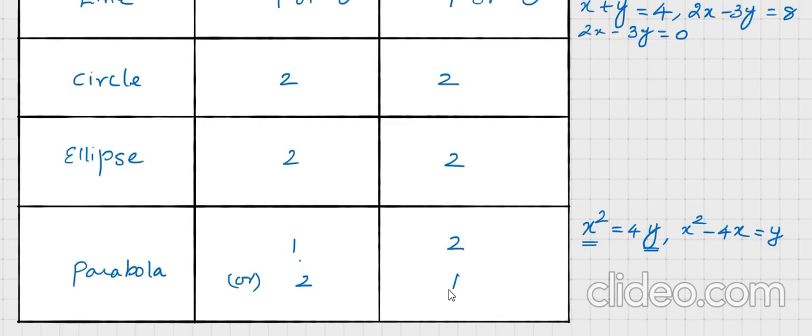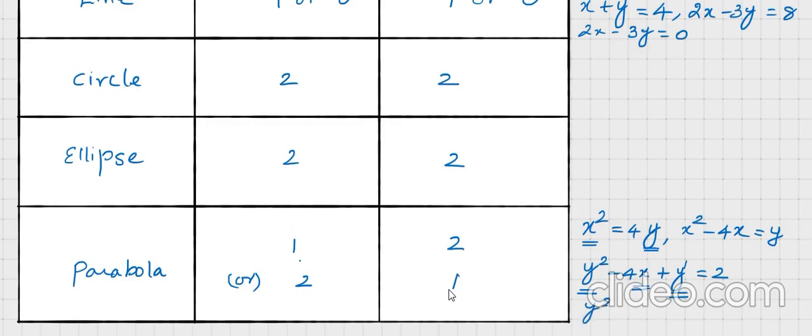See, one more example: y square minus 4x plus y equal to 2. It represents a parabola. Why am I saying the degree of y is 2? Because here the power is 1, here the power is 2. What is the maximum? The maximum one is 2. So the degree of y is 2. The degree of x is 1. So it represents a parabola.